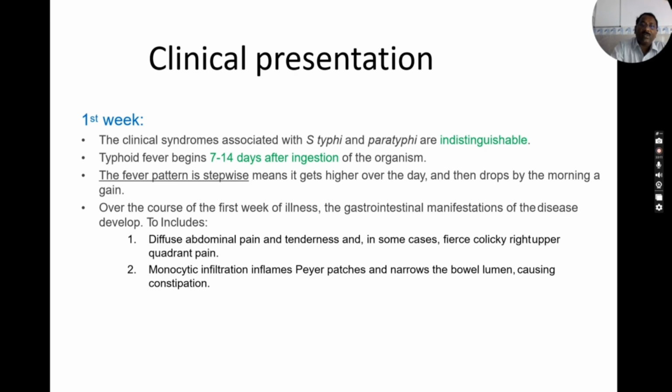Over the course of the first week of the illness, the gastrointestinal manifestations of the disease develop. These include diffuse abdominal pain and tenderness, sometimes colicky right upper quadrant pain. Maybe cholecystitis, the gallbladder is involved there in the second week. So that could be the reason for your hepatitis and cholecystitis. So right upper quadrant pain. Monocytic infiltration inflames the Peyer's patches and narrows the bowel lumen, causing the constipation. Okay. It narrows the bowel lumen because of the inflamed Peyer's patches.